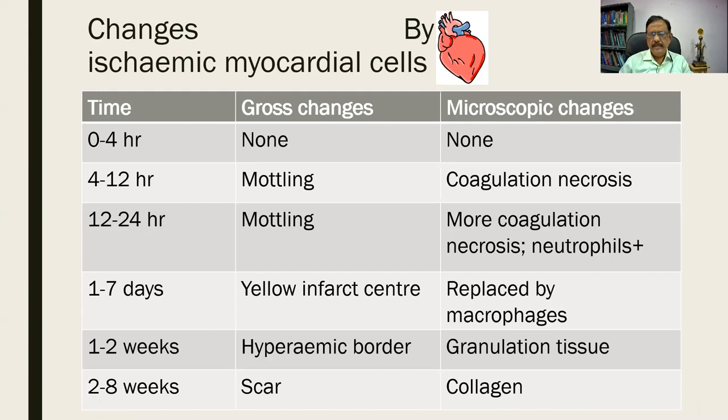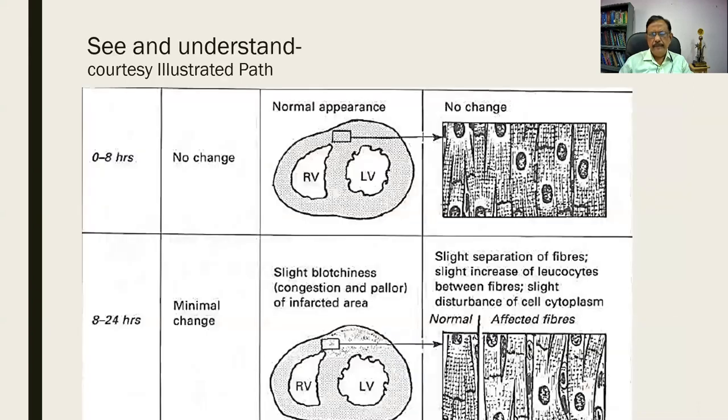What are all the changes that happen in the myocardium, which is shown in these pictures, courtesy illustrated pathology. So here you find the various changes. Initially you find that this looks almost like a normal myocardium. There is no change, and there is no change in the ventricular wall also. Later on you find it becomes pale, mottled, and there is a separation of the fibers. The myocardial fibers become separated.